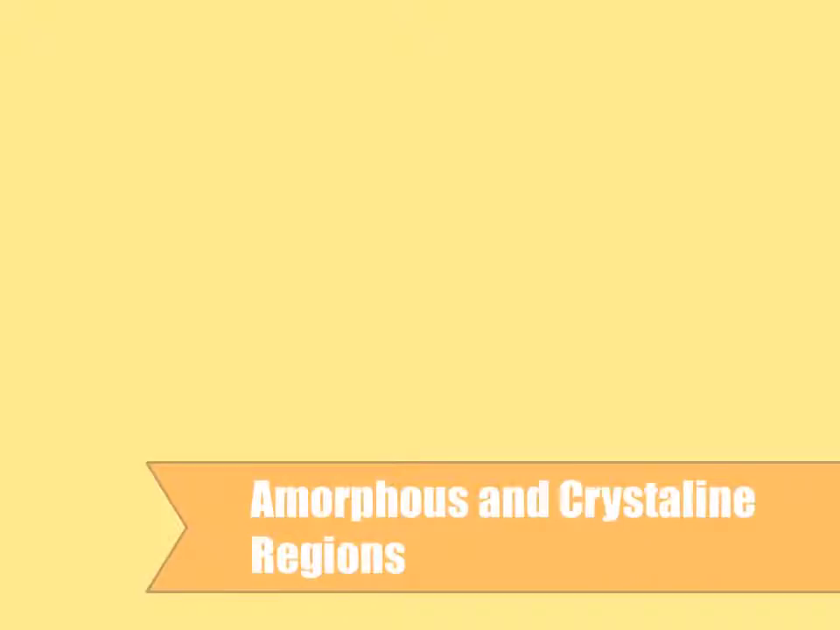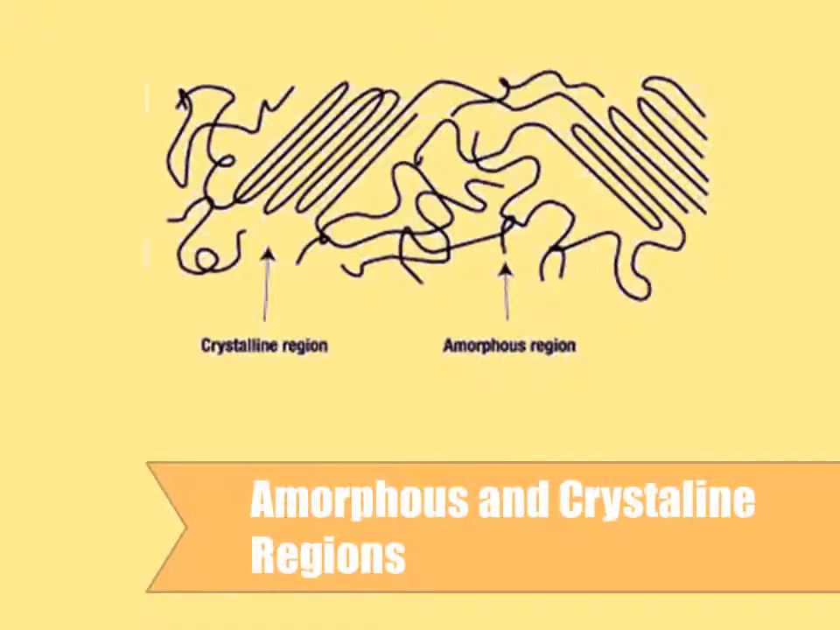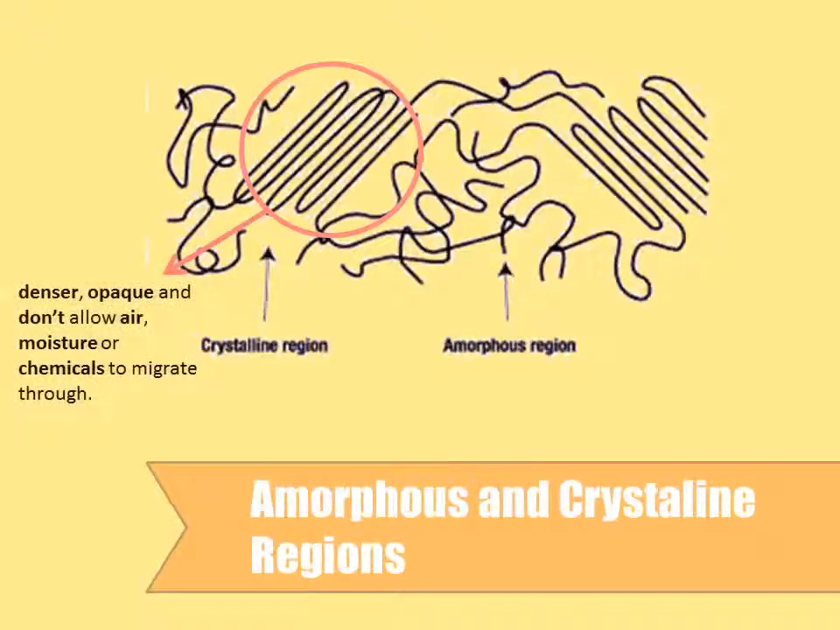As polymer chains lengthen, parts of the molecule can line up, whereas other parts tangle. The regions that are parallel are close together, and therefore stronger due to dispersion forces and dipole forces. Since they are arranged in parallel lines and are closer together, these regions are denser, opaque, and don't allow air, moisture, or chemicals to migrate through. From these strong bonds that form due to their proximity, the ordered regions are rigid and require more energy to move past each other. These are called crystalline regions.